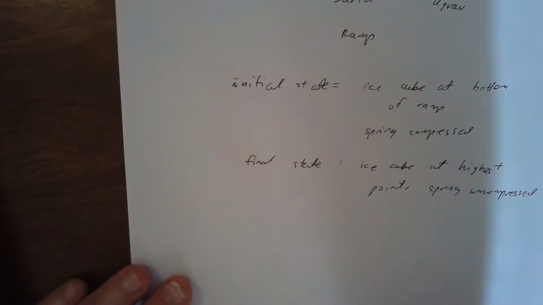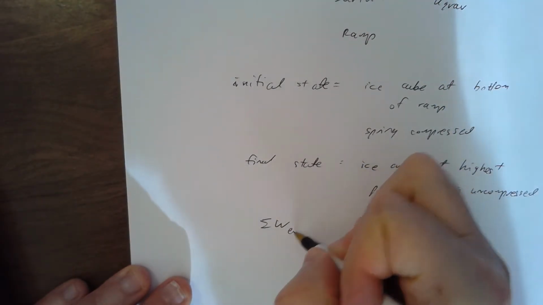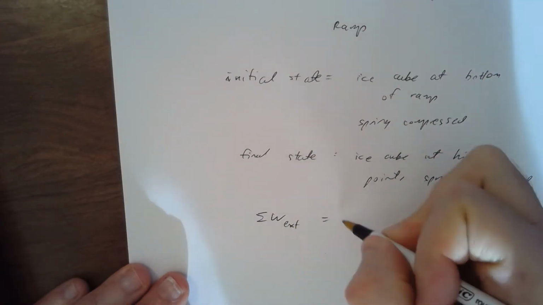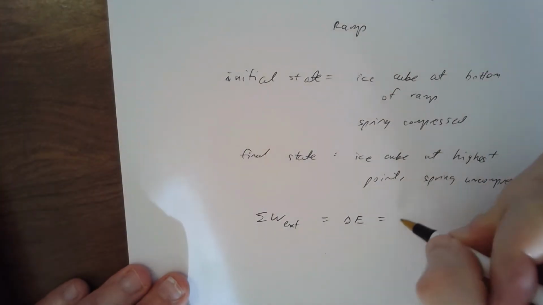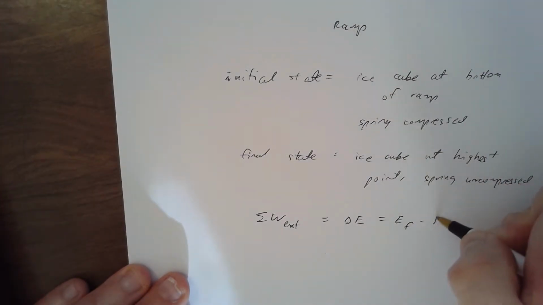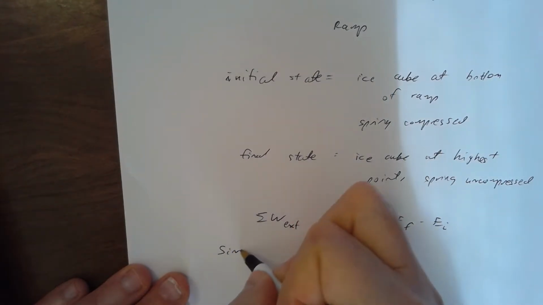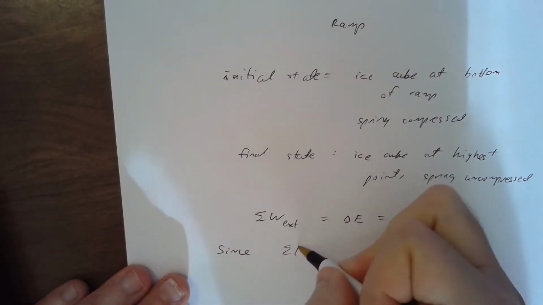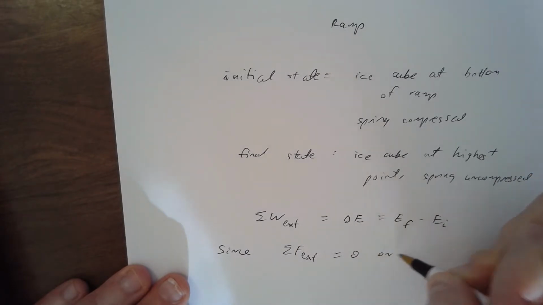Okay, so when we do conservation of energy, we want to write down our work-energy relationship. The net work done by any external forces will always equal the change in energy of our system. Change in energy means the final energy minus the initial. And because we made our system an isolated system, the net external force will be 0.